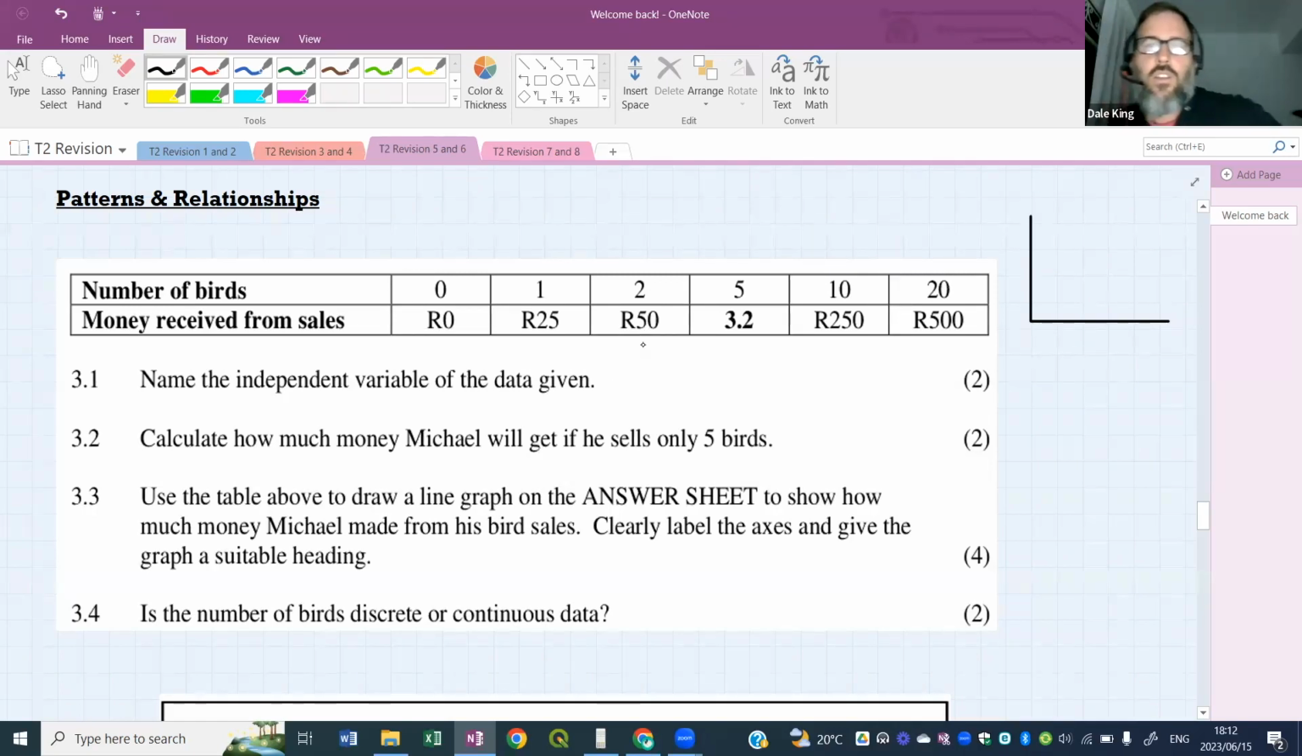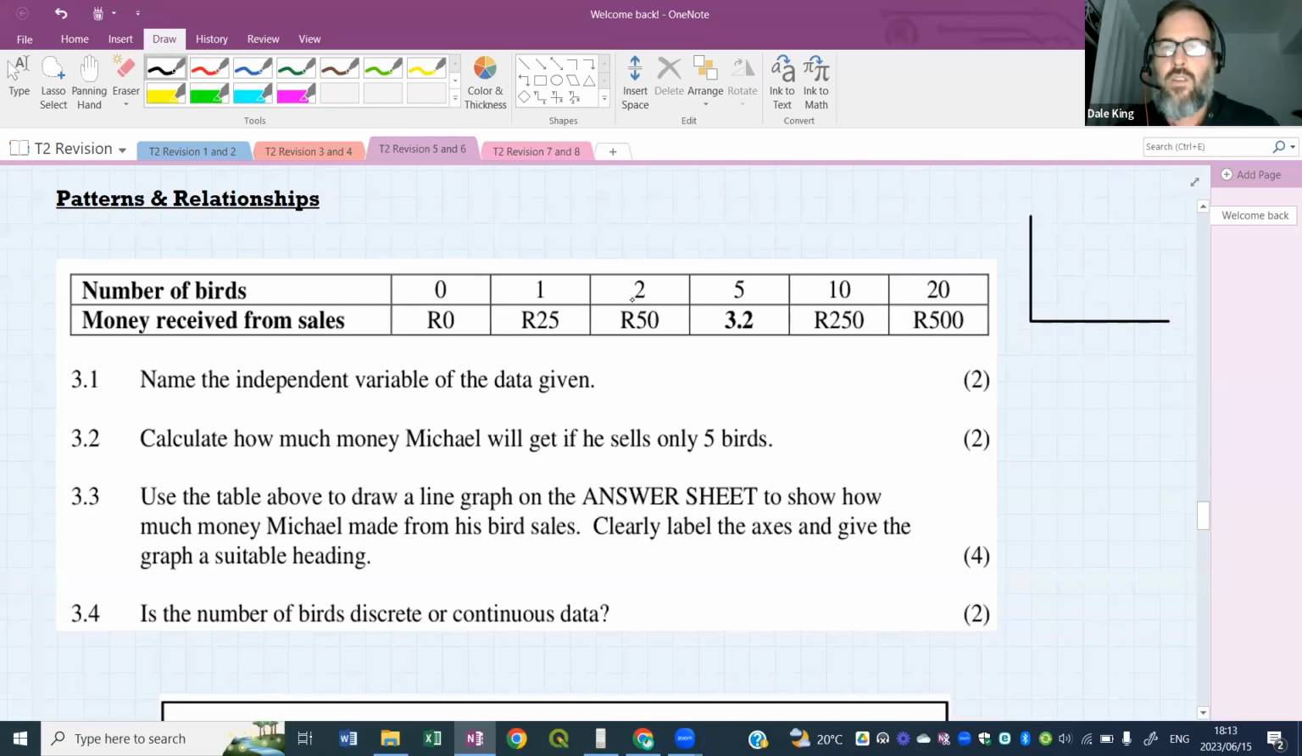So in your calculation, that 50 relied on the 2, didn't it? You needed to do something with that 2 to get the 50. If it wasn't a 2 or it was a 3, then the rand value would be something else, wouldn't it? Yeah, it would be something else. So these rand values depend on the number of birds.